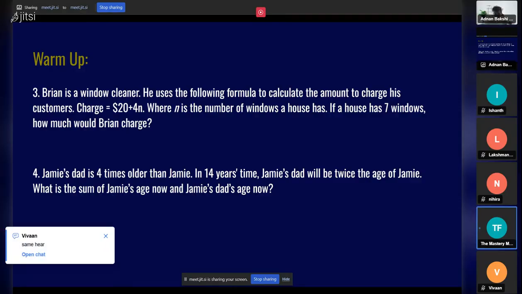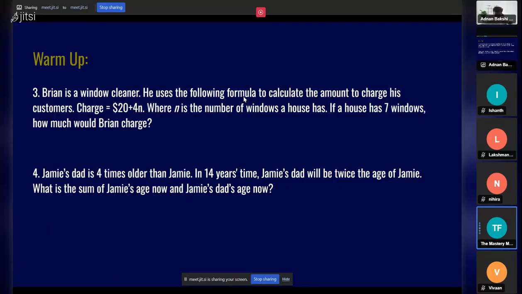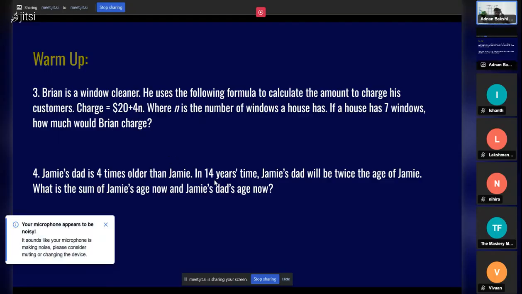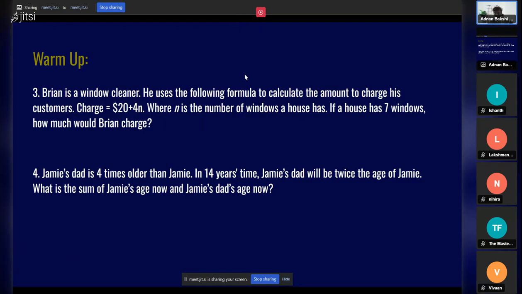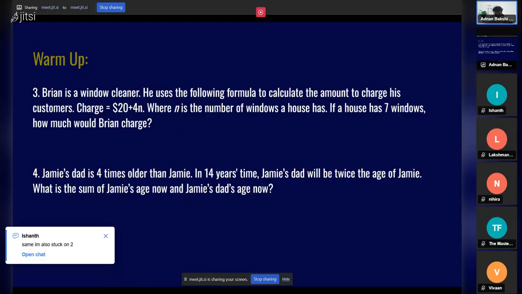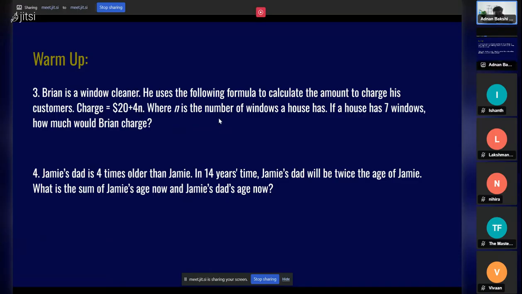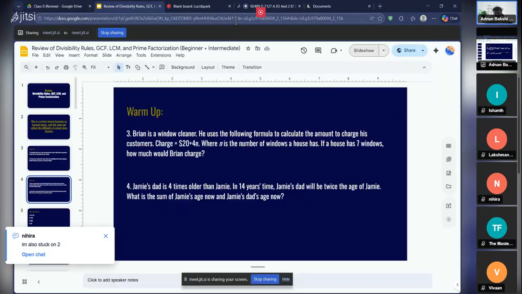Okay, Adnan. Quite a few people have done both or either one of the problems. Can you please explain number 3 and 4? Okay. So let's go back to number 3. Brian is a window cleaner. He uses the following formula to calculate the amount to charge his customers. The charge equation is 20 plus 4n, where n is the number of windows a house has. If a house has 7 windows, how much would Brian charge?